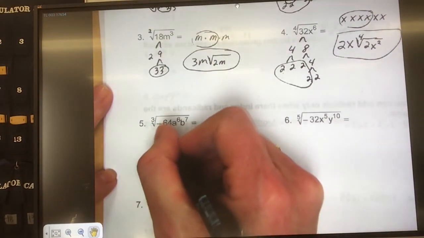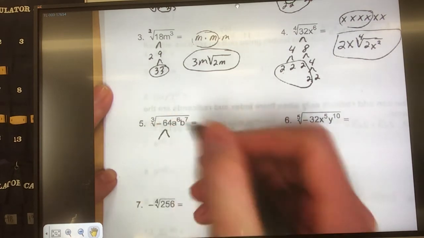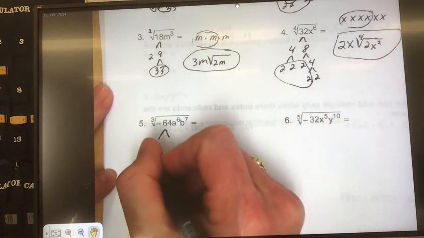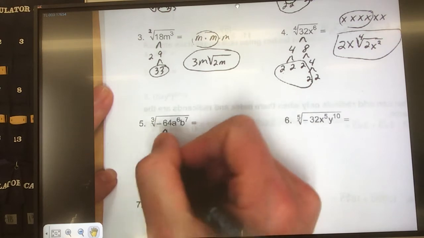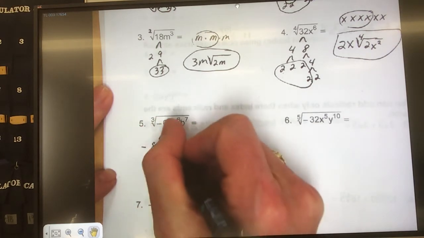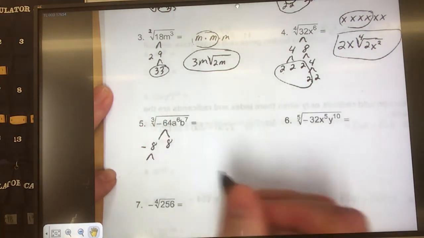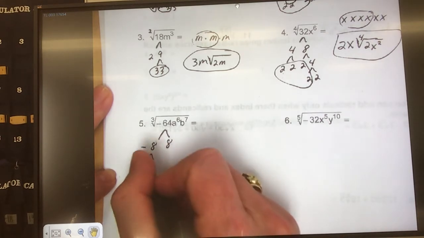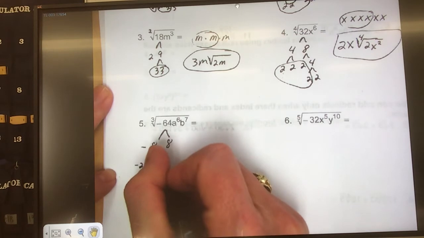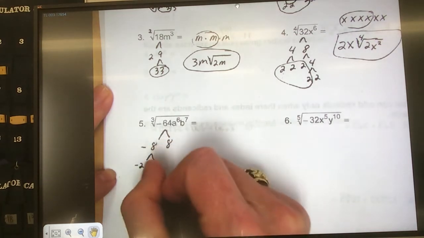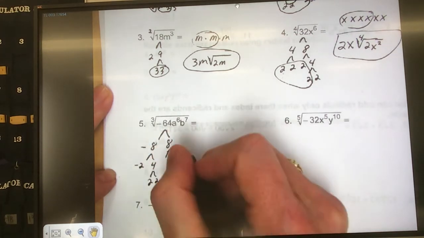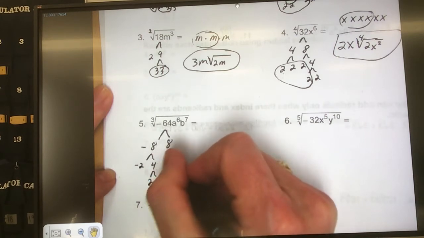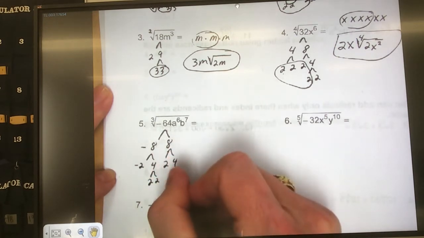Okay, so when I break this down, break it down to what? Negative 8 and a positive 8. Okay, break them down to what? Negative 2 and a positive 4, and then just 2 and 2 and 2. This one here, 2 and 4. This one here, 2 and 2.